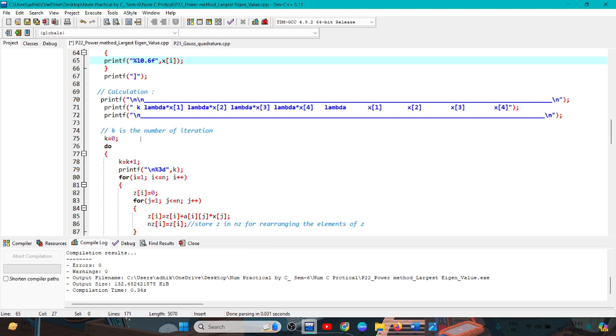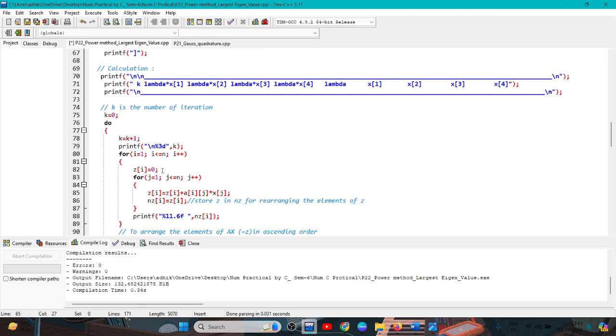Set k equal to 0, where k is the number of iterations, and in this do loop k equals k plus 1, and print the number of iteration, first k equal to 0 plus 1, that is 1. For the loop i equal to 1, i less than or equal to n, i plus plus, zi equal to 0. For j equal to 1, j less than or equal to n, j plus plus, zi equal to zi plus aij times xj. Here the initial zi equals 0. This is the matrix A multiplied with the column matrix X, so Z gives the product of A into X.